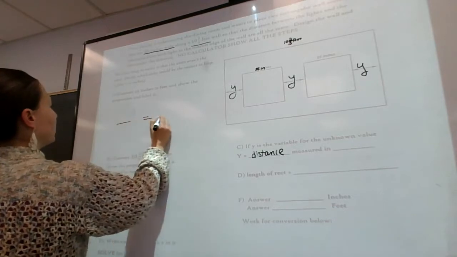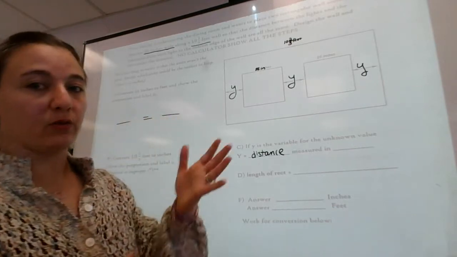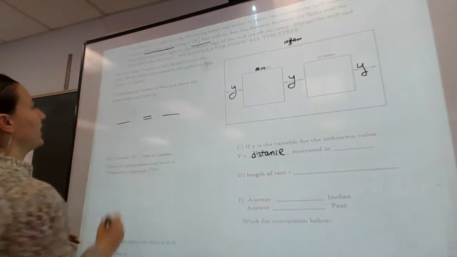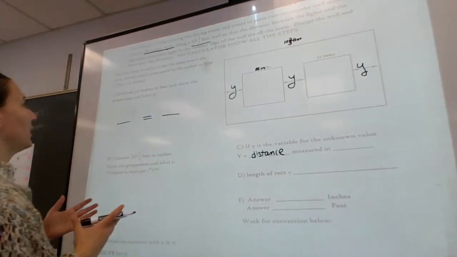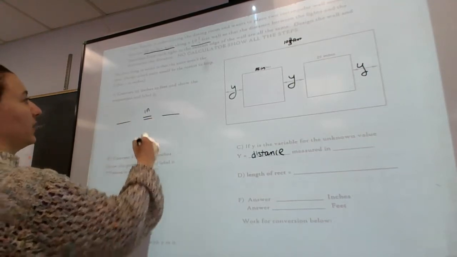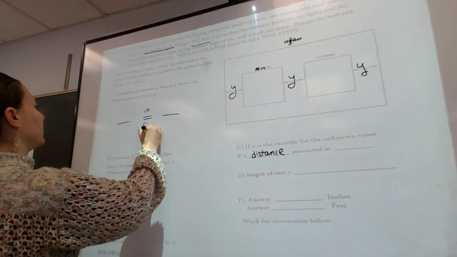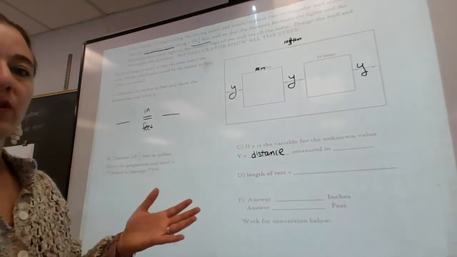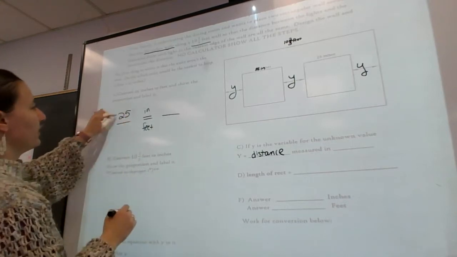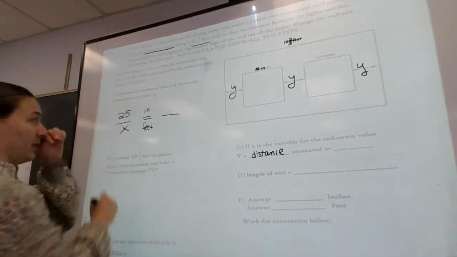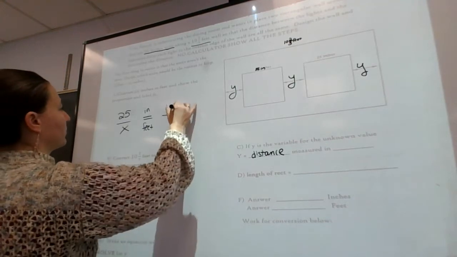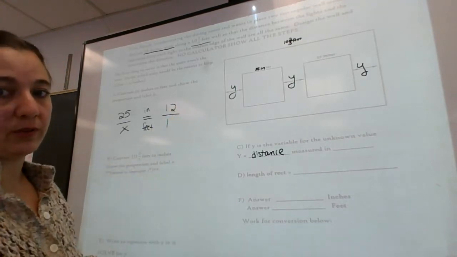So proportions are two equal ratios or two equal fractions. So I got my bars and my equal sign. And then I need to write down my units. I've got inches and feet. So let's start with the 25 inches. So I put inches on top. So I'm going to put 25 here. 25 inches is an unknown amount of feet. And then what do you know about inches and feet? 12 inches in 1 foot.